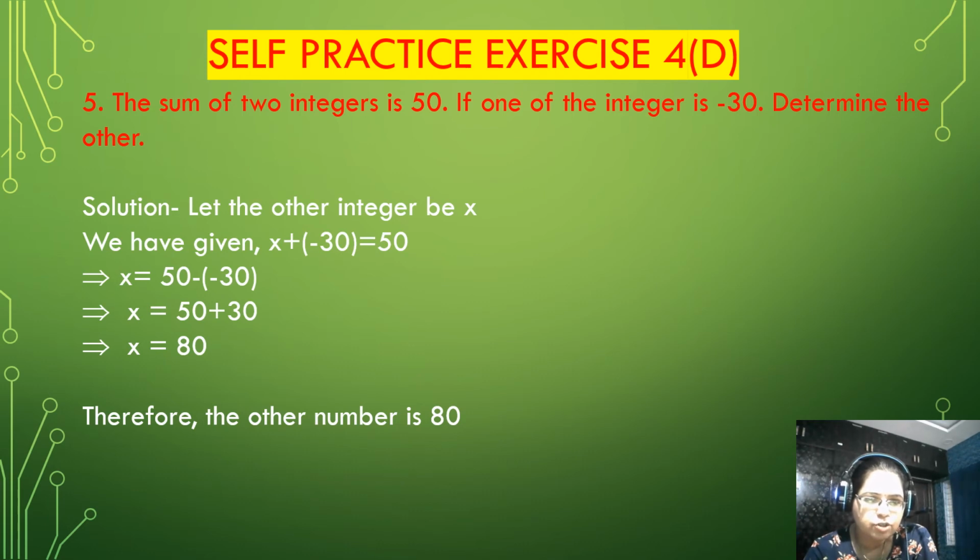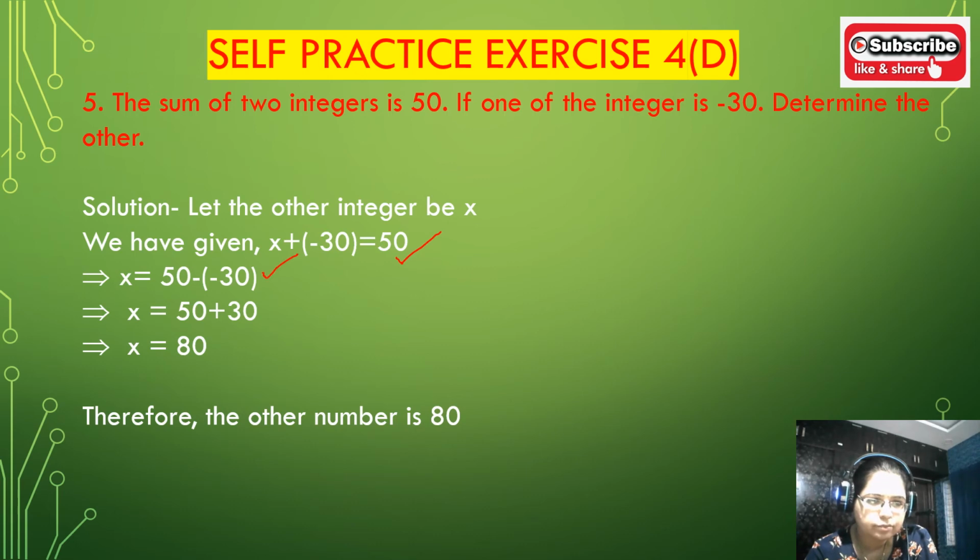So let the other integer be x, and we have given the sum of two integers is 50. So x plus, and one of the integers given is minus 30, so x plus minus 30 equal to 50. This is the expression, and we have to find the value of x. So x equal to 50 minus of minus 30, and minus of minus is plus. So 50 minus of minus 30 is 50 plus 30, and 50 plus 30 is 80. Therefore the other number is 80.